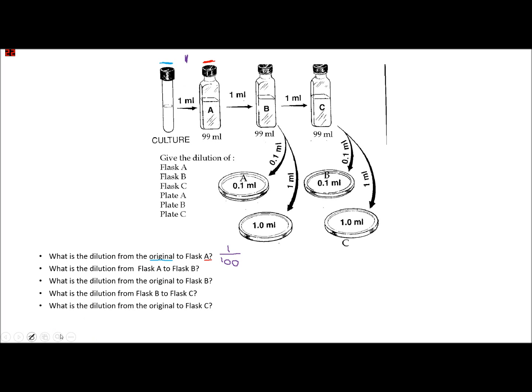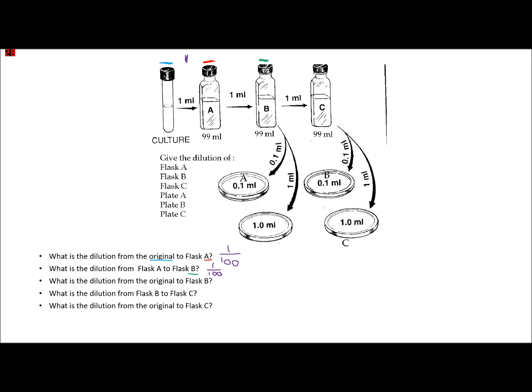So now what's the dilution from flask A to flask B? Well, again, we took 1 milliliter into 99 milliliters, so it's 1 over the total, which is 100. Now don't get confused just because we've already done a dilution and try to change up the numbers. Your dilution factor, the dilution between two things, it doesn't matter what the original solution is. That only matters at the very end. So here, this third question is when that's going to start to matter.